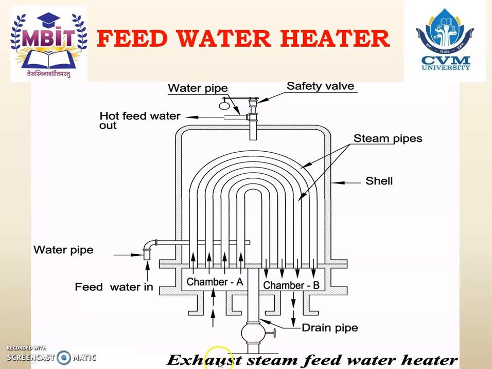Now, as the name indicates, exhaust steam, it means here feed water is heated with the help of the exhaust steam. So you can just see here from the bottom into the chamber A, the steam enters, and then after steam passes through the different steam pipes having the inverted U shape, and the steam comes out at the chamber B and then it is taken out. So here with the help of the steam the feed water is heated.